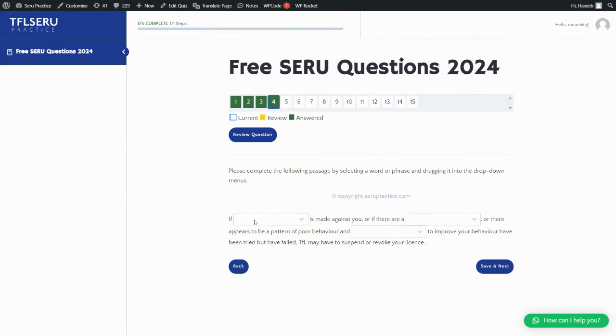Next example. If a serious complaints or a serious complaint. Of course, this one is very easy. For a single thing, we do not use a plural noun. We do not add an S at the end of the noun. Therefore, the correct option is: if a serious complaint is made against you, or if there are a number of complaints, right? So you can see here that with plural nouns, we add an S at the end.